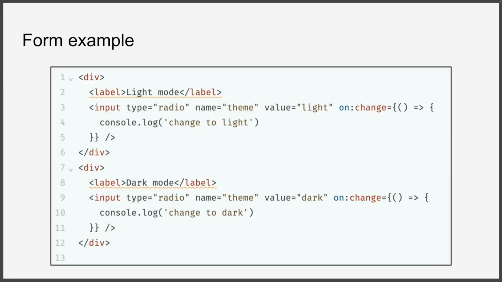Next category, forms. Here's a form example with a couple of squigglies. The first one is a label that's underlined, and it's associated with a radio input right below it on line 3. The same exact thing is happening on lines 8 and 9. How do we associate these labels?